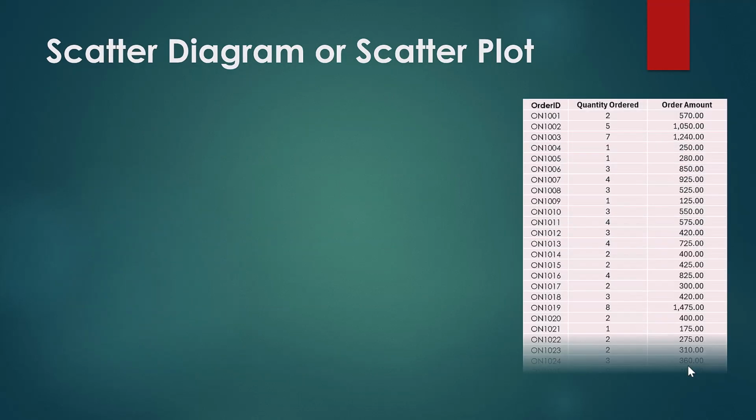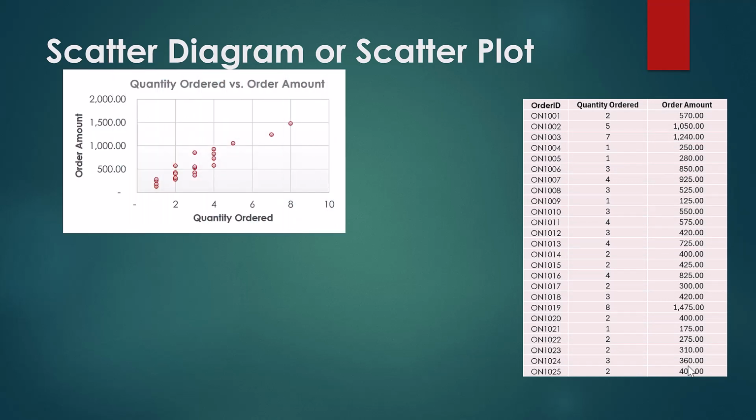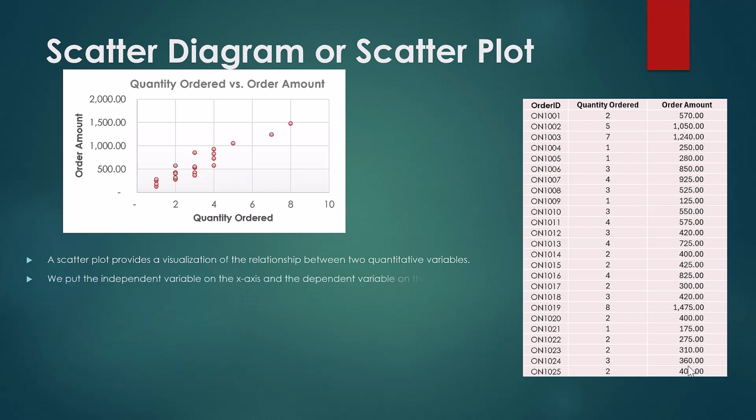Scatter diagram or scatter plot. When we have two quantitative variables, we can draw what is called a scatter plot or a scatter diagram. It provides a visualization of the relationship between two quantitative variables. We try to put the independent variable on the x-axis and the dependent variable on the y-axis.